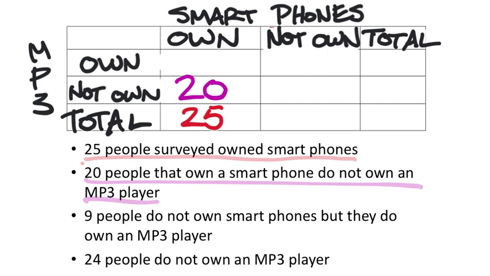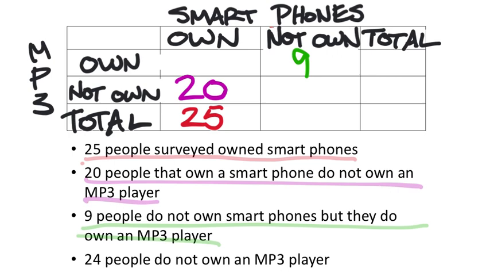Next up. 9 people do not own smartphones, but they do own an MP3 player. So it starts with smartphones here. It says they do not own it, that's this column. But they do own an MP3 player, so that's own an MP3 player here. That connects at this box here, and that was 9 people. So there's a 9er right there.